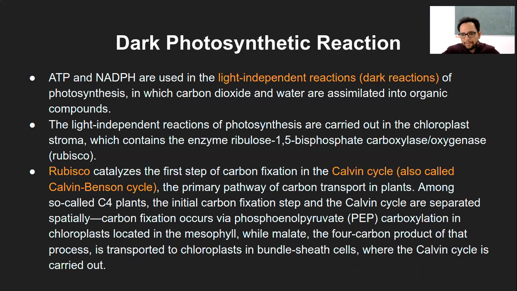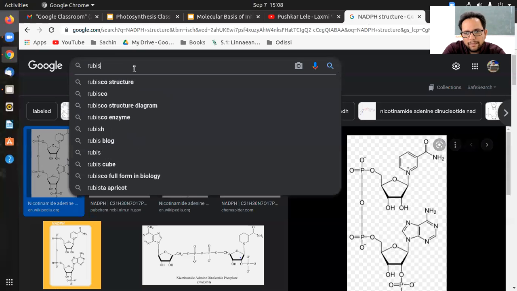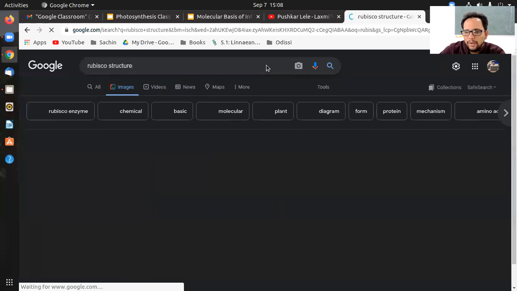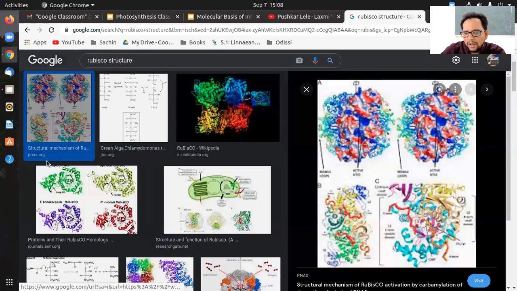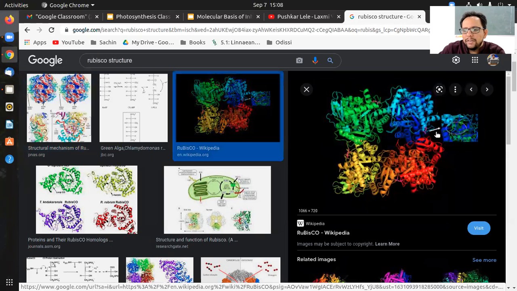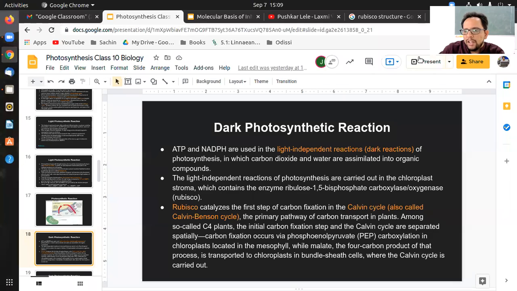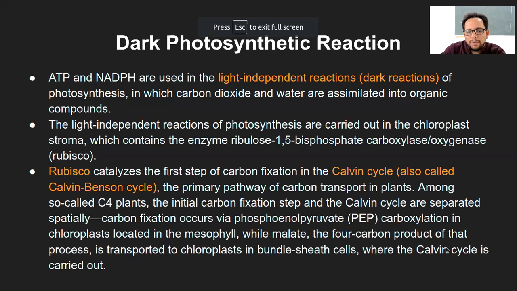Now, what is this rubisco? It is ribulose 1,5-bisphosphate carboxylase or oxygenase. Again, let me show you that rubisco structure. This is the rubisco structure, which is a complex protein molecule. Here is the perfect one, a 3-dimensional protein structure. But this protein structure is associated with other molecules from the chloroplast itself.